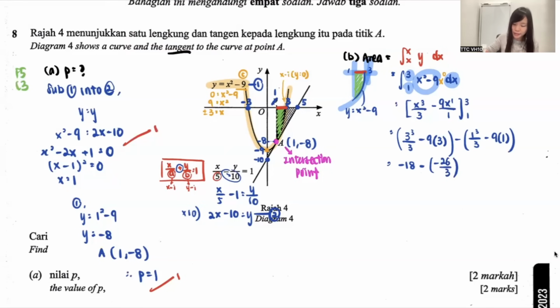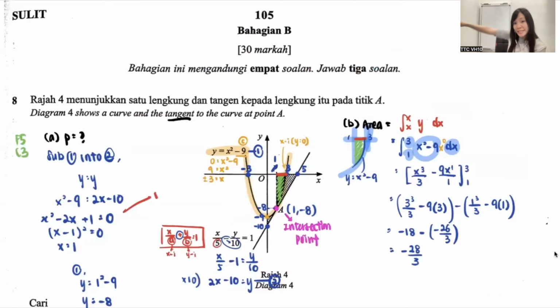-18 minus the answer, -28 over 3. Don't tell me, teacher, why the answer got negative? Very normal. I hope you guys know that whenever you're doing dx, x-axis, am I right? Whenever the area is on top or bottom, the answer will be different. If the area is on top, it is always positive. If the area is at the bottom, the answer is always negative.